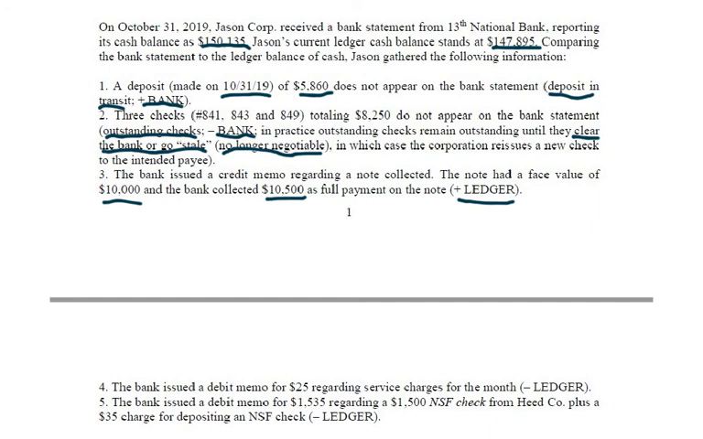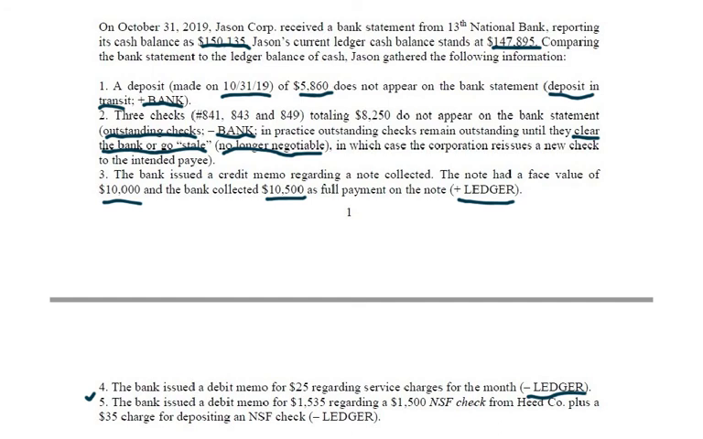Number four, the bank issued a debit memo for $25 regarding service charges for the month. In this case, the notation should be subtraction from the ledger balance. Again, you didn't know about it, but the bank did. They're informing you.